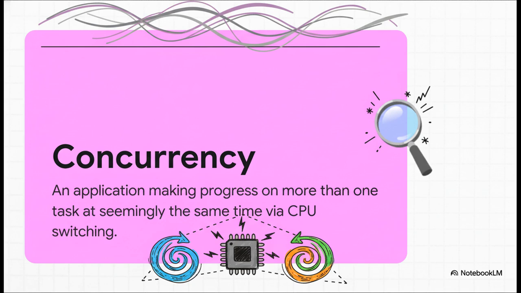This is when your computer seems to be doing a bunch of things at once. And the key word there is seems. Even if you only have a single CPU, it can switch between tasks so incredibly fast, I'm talking nanoseconds, that it creates this perfect illusion that it's all happening at the same time.